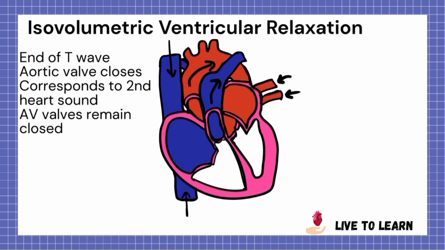During isovolumetric ventricular relaxation, the repolarization of the ventricles is complete and is marked by the end of the T wave. The aortic valve closes, followed by the closure of the pulmonic valve, which leads to the splitting of the heart sound. This corresponds to the second heart sound. The AV valves remain closed during most of this phase.